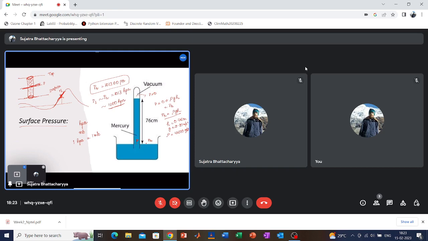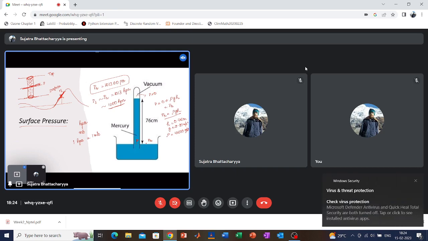But as I have already told, surface pressure changes from place to place, because somewhere there are mountains, somewhere there are oceanic depressions, and because of which everything will change. Fine.